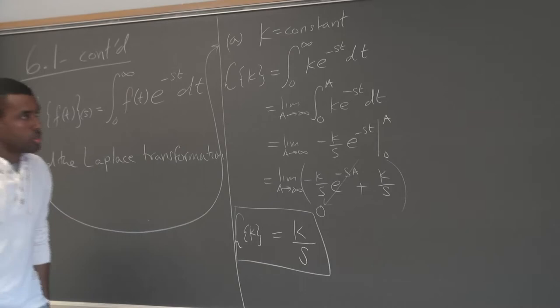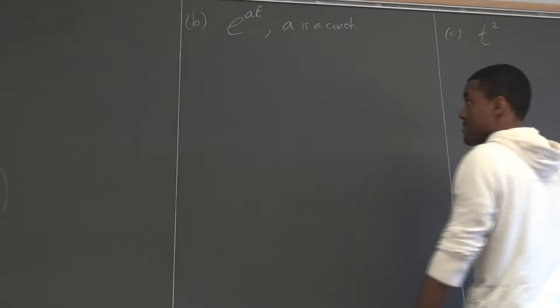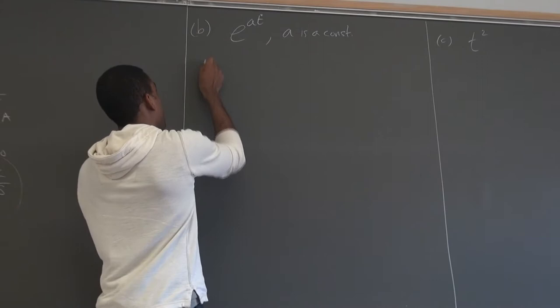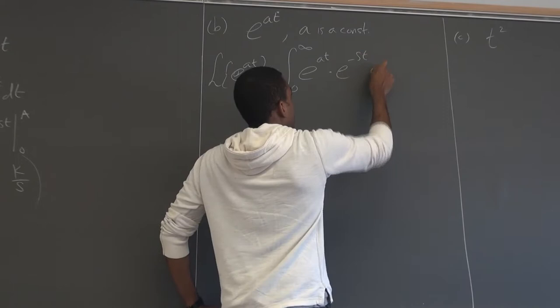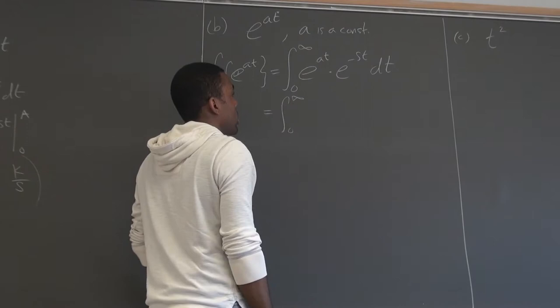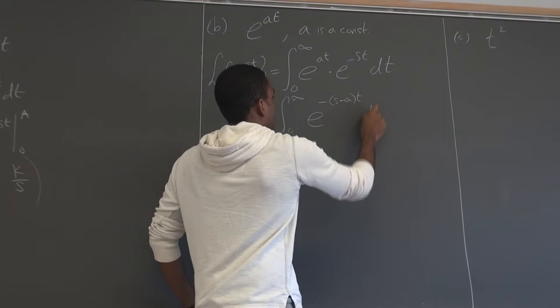What about the Laplace transform of an exponential? What does that look like? Let's figure it out. Just plug in e to the at now. The integral from 0 to infinity of e to the at times e to the minus st dt. So this is 0 to infinity. I can write this as something like e to the minus s minus a times t. What's the antiderivative of that?